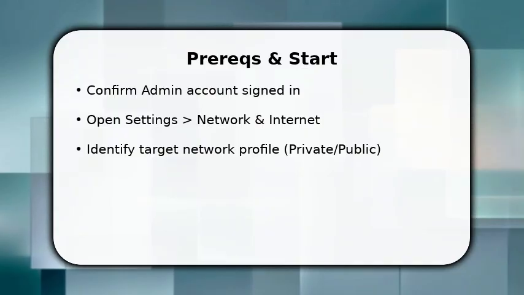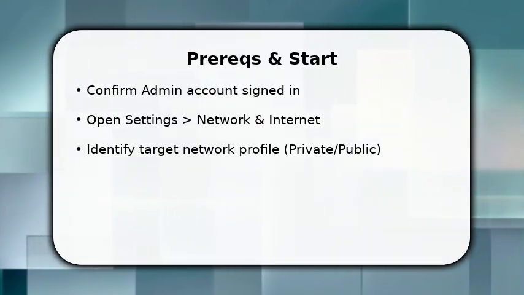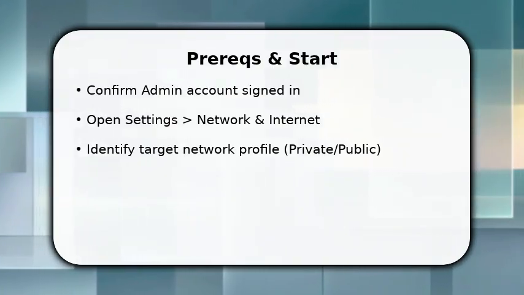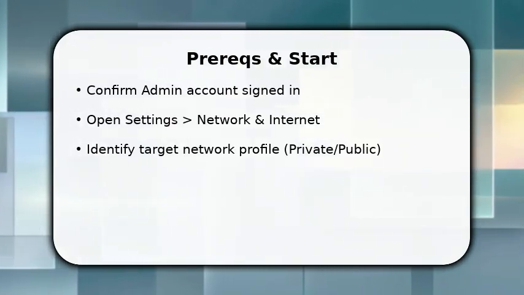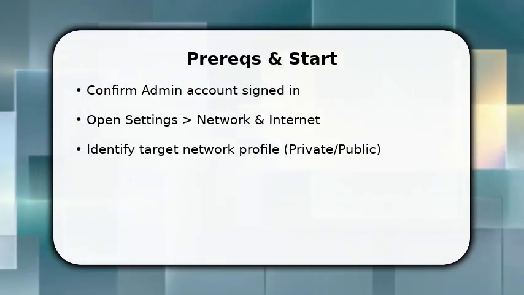First open Settings, then go to Network and Internet so you can view adapters and profiles. Once there, click Status or Ethernet/Wi-Fi to locate the network you want to remove. Make sure you note whether it's set to private or public. That affects discovery and sharing.